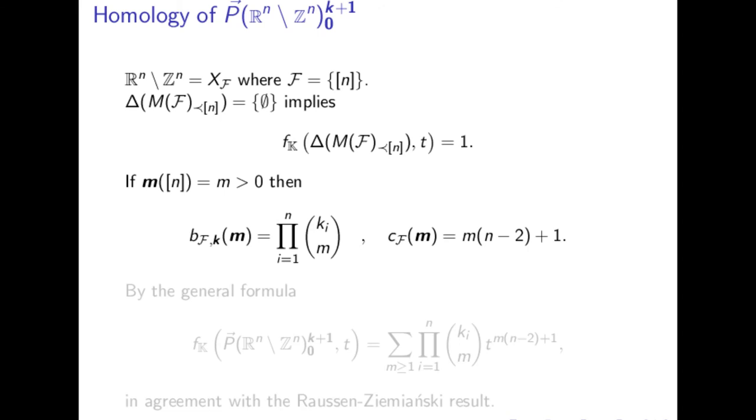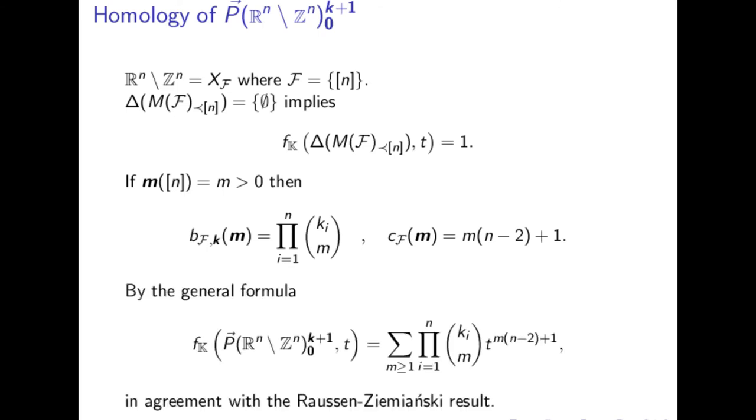Now, I know that topologists just laugh when we talk about the empty and the void complex, but there is a difference between the complex that contains the empty set and the complex that is so poor that it doesn't even contain the empty set. This complex does contain the empty set, and when you do the trivial computation, since the minus one reduced homology of the empty set is non-zero, then the Poincaré polynomial is just 1 here. When you substitute, the formula becomes very simple, so the Poincaré series becomes just this simple expression, which very luckily is in agreement with the Raussen-Ziemiański result.